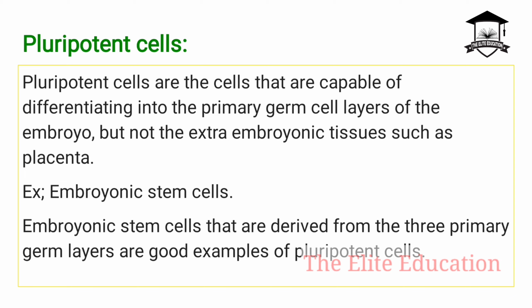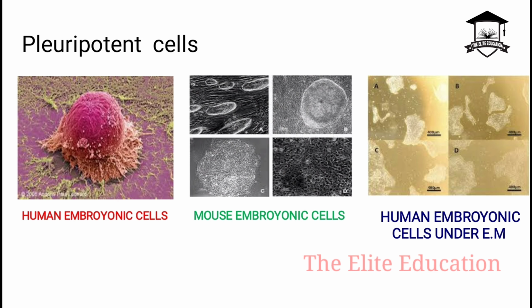The best example of this is embryonic stem cells. Embryonic stem cells that are derived from the three primary germ layers are good examples of pluripotent cells. Okay, and this is the human embryonic cells, and this is a 3D imaging technique. And the next one is the real one, the mouse embryonic cells, and this is the human embryonic cells in real under the electron microscope. Okay, so get an idea. Look how wonderful these are.